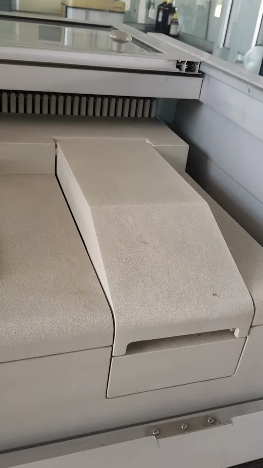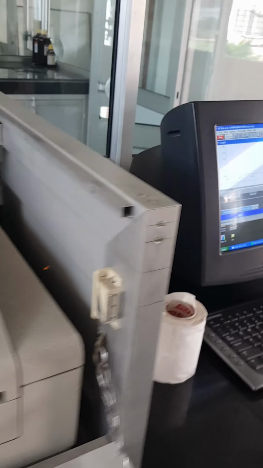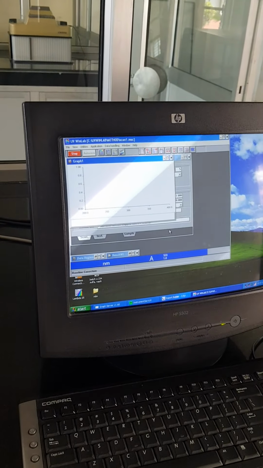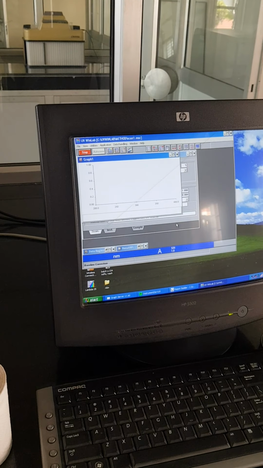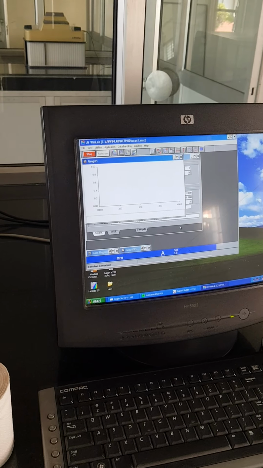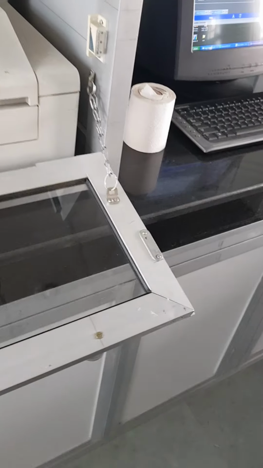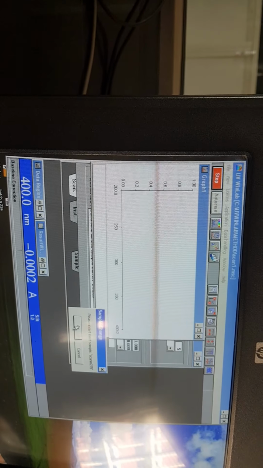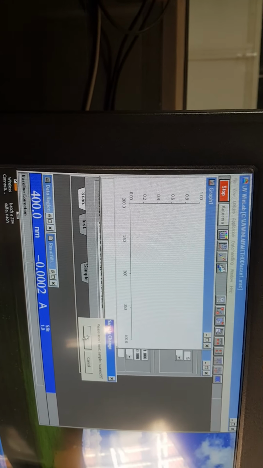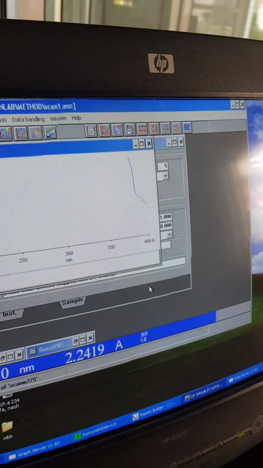So this is the reading for the test sample, which is our potassium dichromate solution in 0.05 molar sulfuric acid, at 4 different wavelengths: 235, 257, 313 and 350 nanometers. So here we will take the test sample readings. So here the readings are coming.